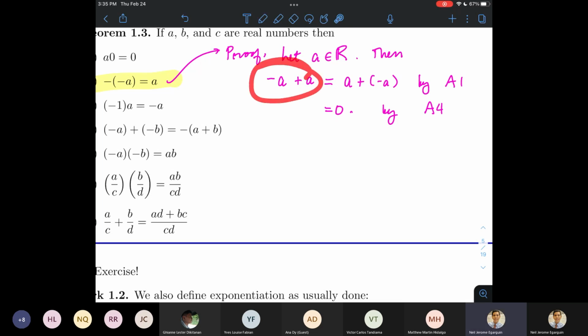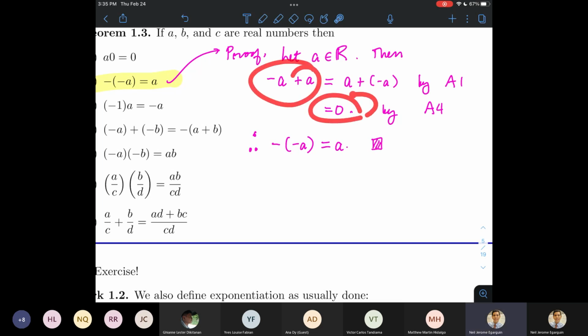We know that negative A plus A ay equal kay 0. Nagsi-0 lang ang sum kapag additive inverses yung pinag-add ko. So therefore, I can conclude that the additive inverse of negative A, meaning what is to be added to negative A to get 0, is exactly the number A. And that ends the proof.